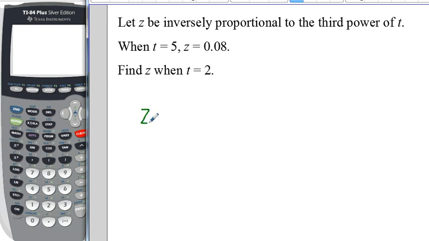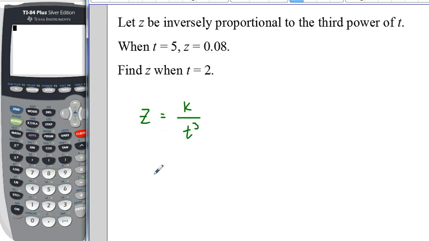So z equals k over t cubed. T cubed is in the denominator because it's inversely proportional. K is always in the numerator. Step 1 is done. For step 2, we take this next set of numbers.